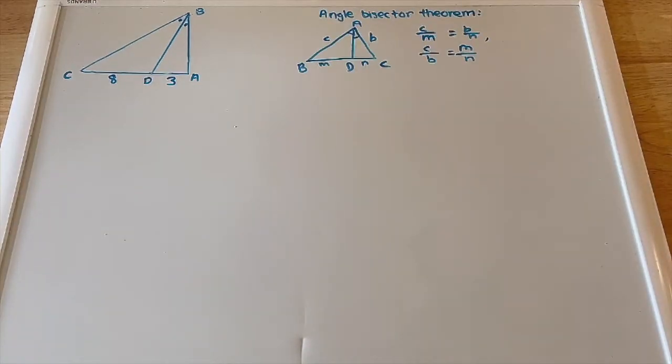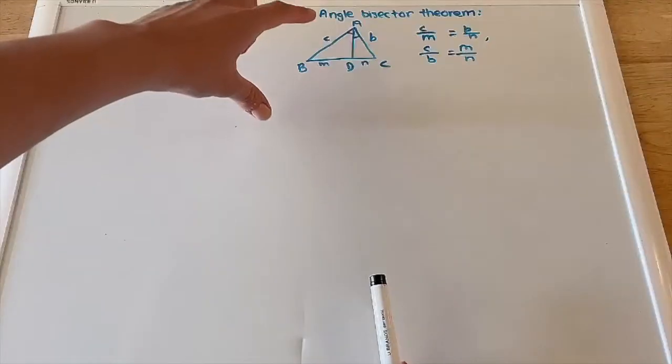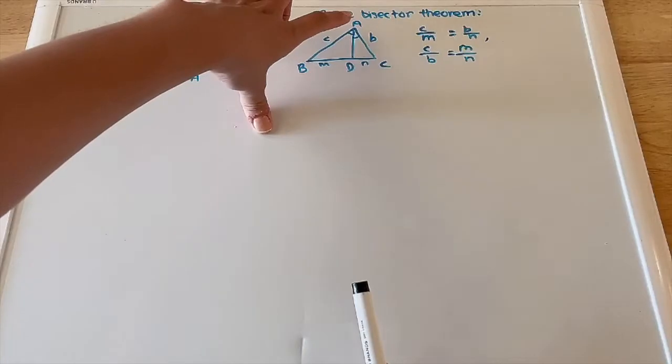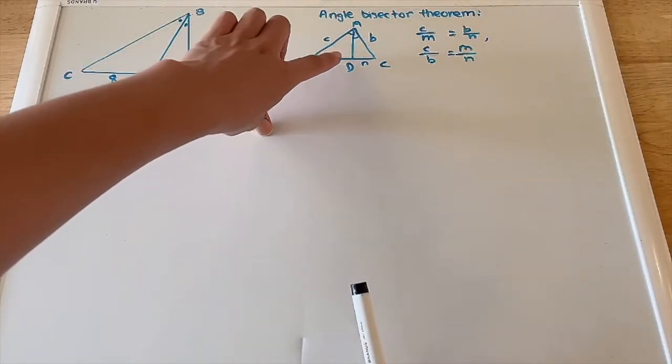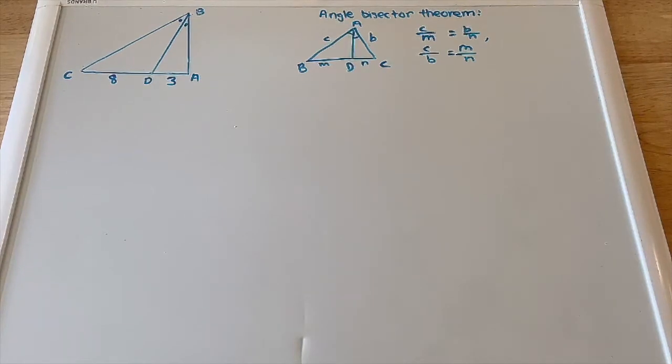So what is the angle bisector theorem? It says that in any triangle ABC, for the angle bisector AD, where D is on the side BC, there is always C over M equals B over N, and C over B equals M over N, which you get from the first equation. When this is the angle bisector, these two angles are equal. So this side divided by this side is equal to this side divided by this side, which is also saying that these two will be proportional.